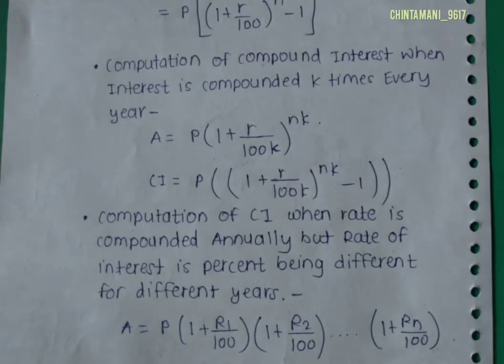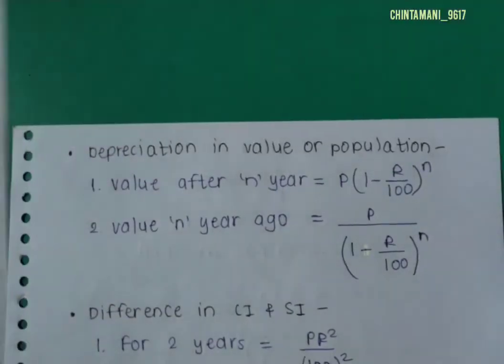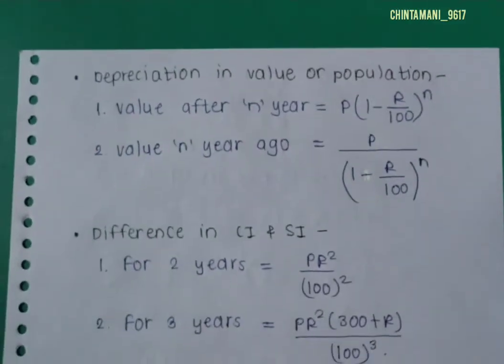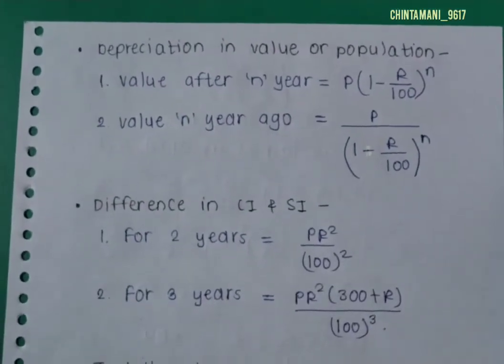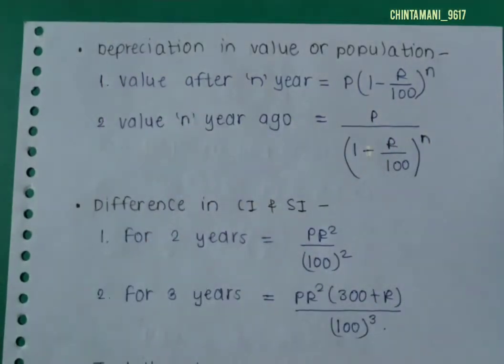Then we will calculate from this formula the amount or principal, whatever we require. Similarly, the population of any country or any area is calculated by these two formulas. That is depreciation in the value or population.